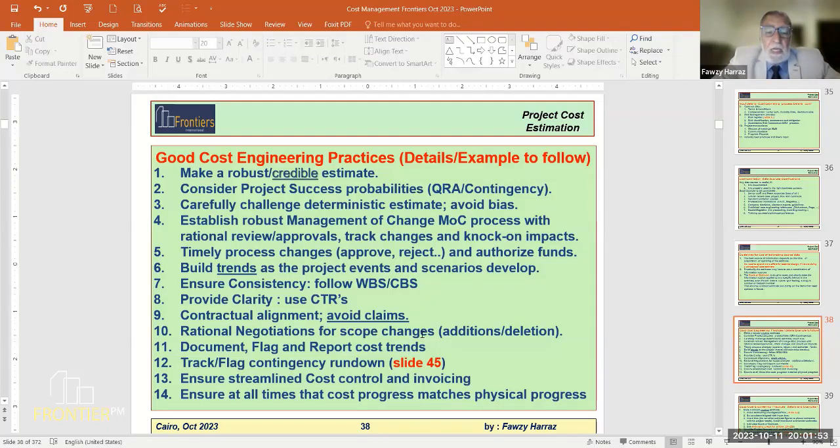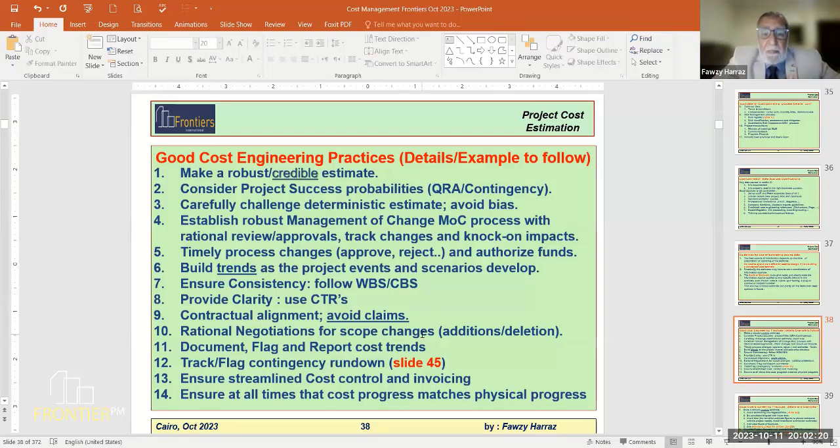We go quickly over this. Credible estimate. Credible means true, means honest. There's no bias. That's a credible estimate. Consider project success probabilities. That item is to cover contingency. Simply consider the contingency and add the contingency.